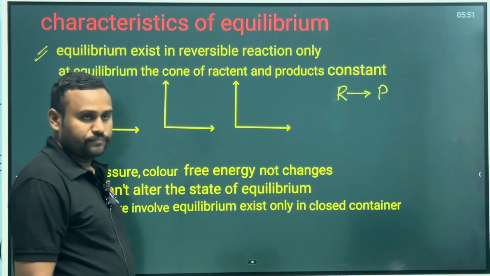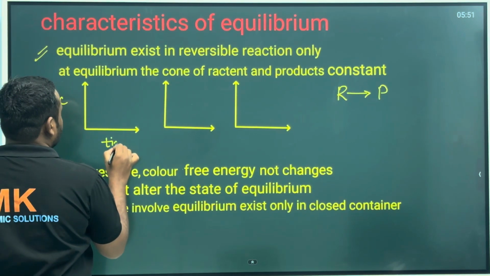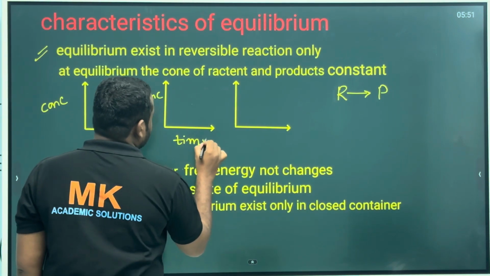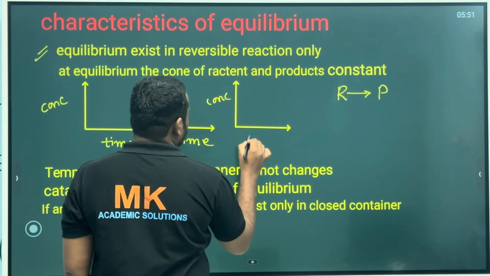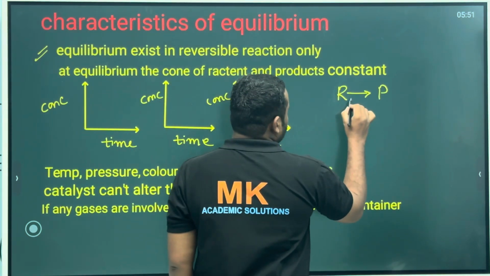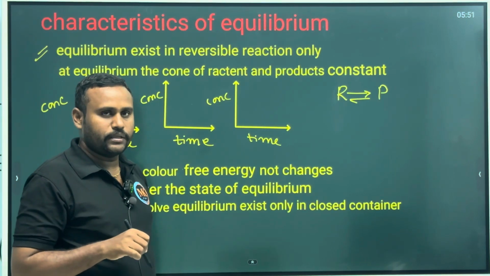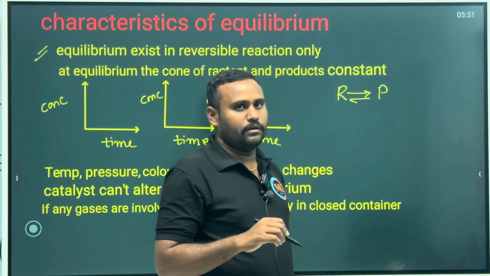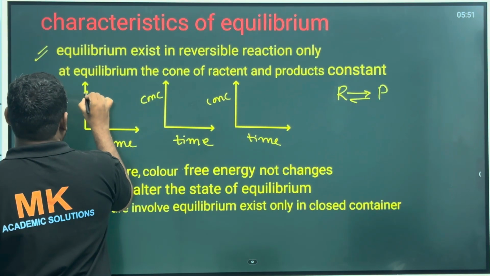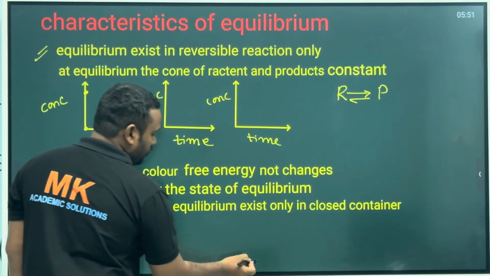Here we are going to take the concentration versus time graph. We know that in any chemical reaction, as the reaction proceeds, as time proceeds, the amount of reactant decreases and the amount of product increases. So here, this is the concentration of reactant at initial time and this is the concentration of product at initial time.